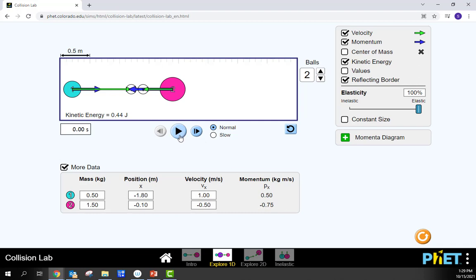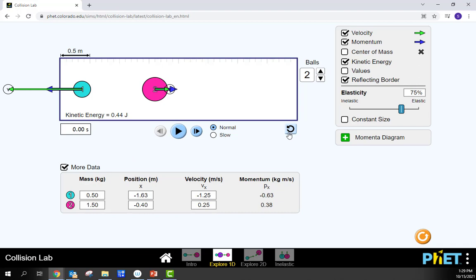If I now tell this to go and look afterwards, we can see the kinetic energy, which I forgot to point out before, is constant. If I again add my momentums together, negative 0.63 plus 0.38 will be negative 0.25, so that is constant. And the reason for that is right now my collision is completely inelastic. Let's see what happens if we change the elasticity to, say, 75%.